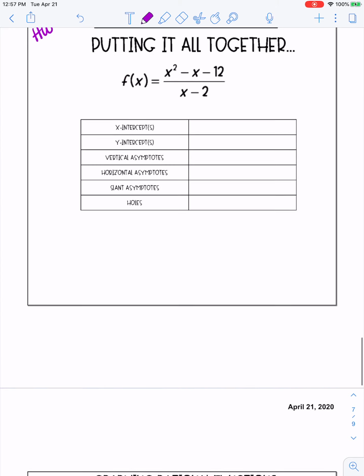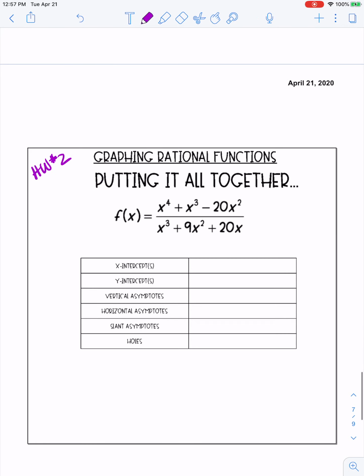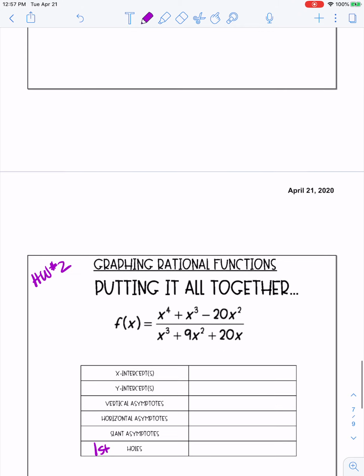Don't forget, the first thing you want to do is factor and simplify if you can because you want to look for the holes first. All right, look for the holes first for both of these. And then you're going to take your simplified function, and use it to determine the rest of the characteristics of the graph, okay?